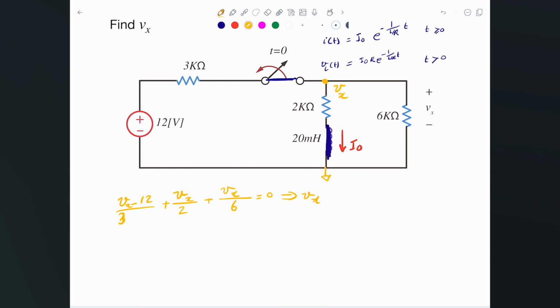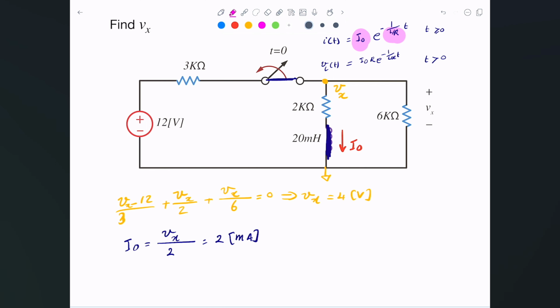That tells me the value of Vx before switching, and what we're interested in is what happens after switching. This is just the Vx before switching, and that should give me exactly 4 volts. So we can figure out what this current is, which I'll call I0. It is simply Vx before switching divided by 2 kilo ohms, which is simply 2 milliamps. So that's the value of I0. We were able to figure out what I0 is.